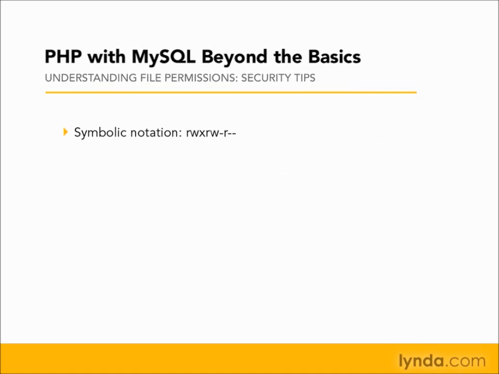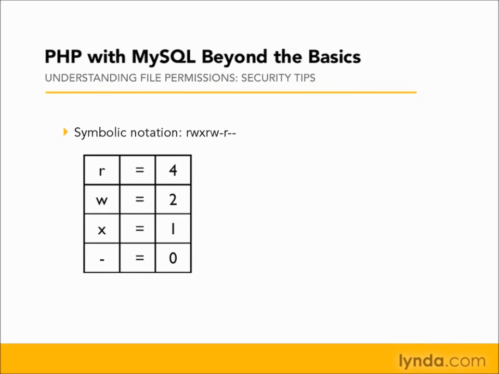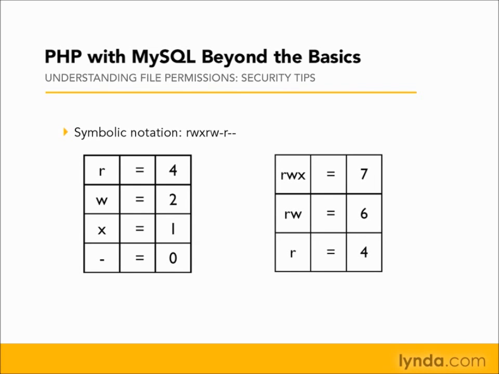Now, there's another kind of notation that you need to know about, which is called octal notation. Now, in order to get from octal notation to symbolic notation, you're going to need to do a conversion. And the key for conversion is what I've got there. R equals 4, W equals 2, X equals 1, and the dash equals 0. So then, with that key in mind, we can take RWX and convert it to 7. And RW would just be R plus W, so that would be 4 plus 2, 6. And R by itself would be 4.